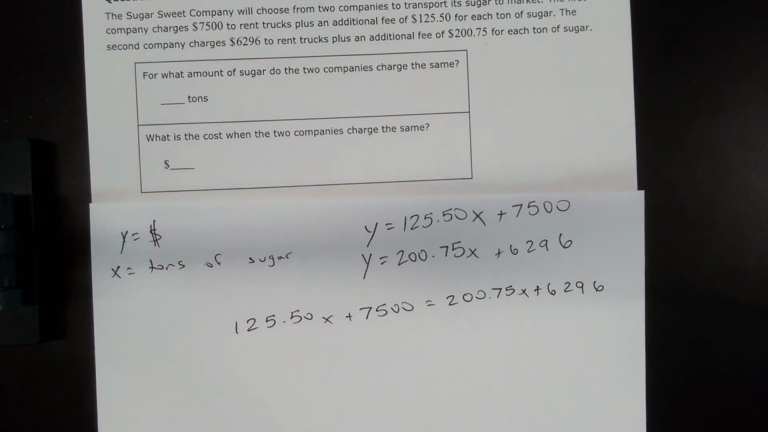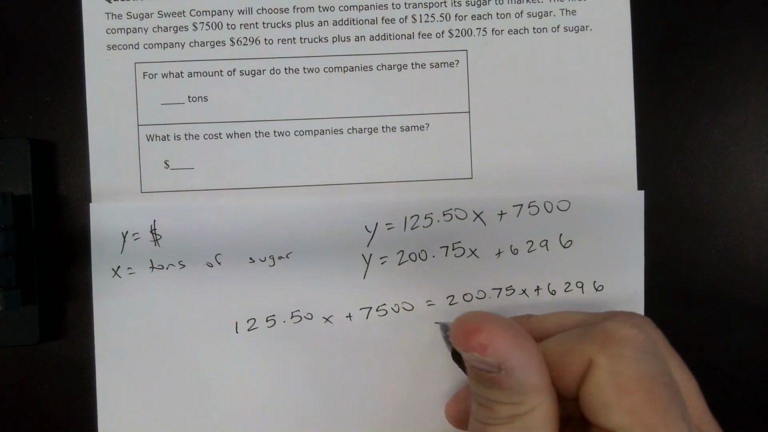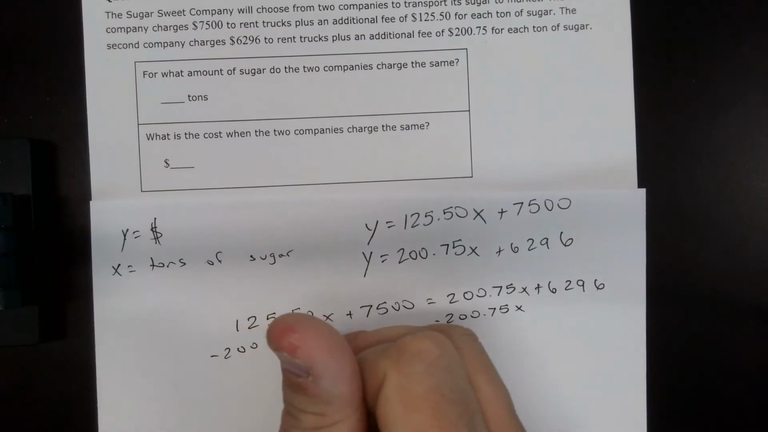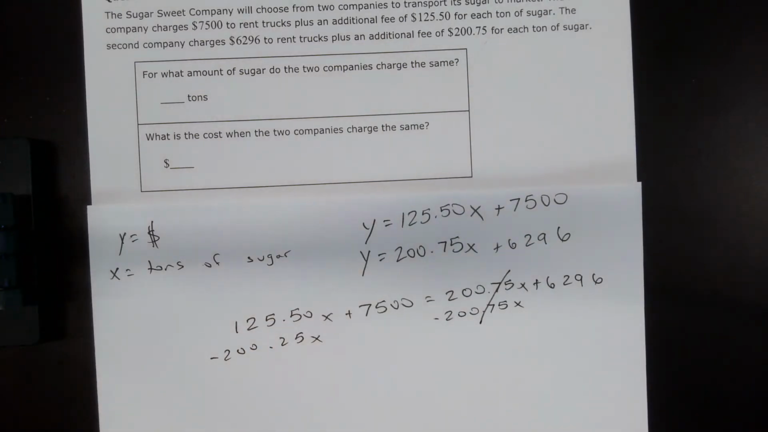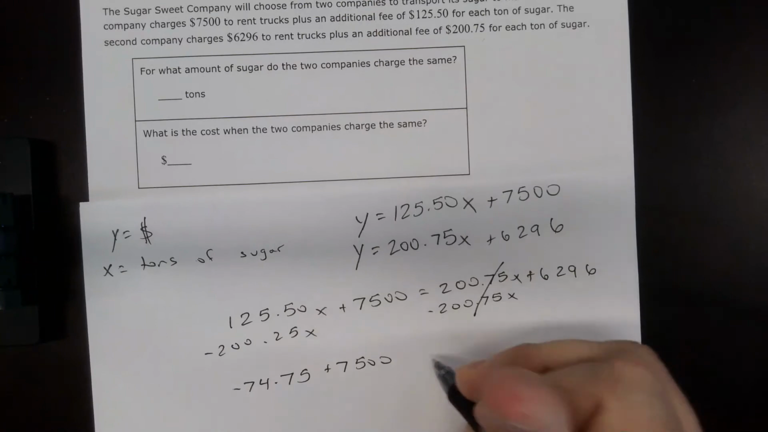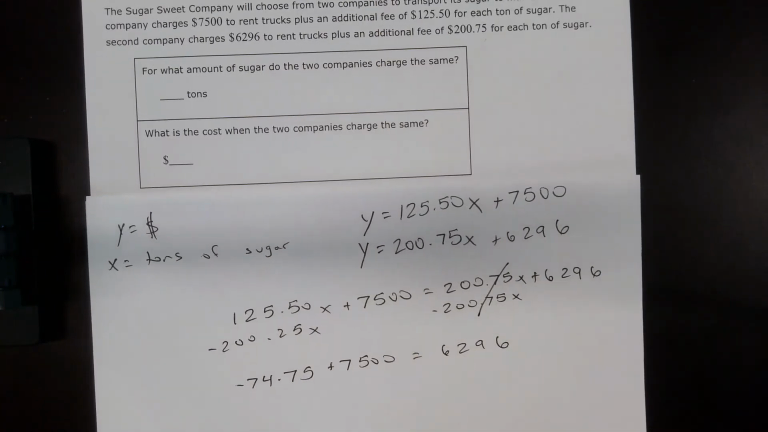Okay, who could tell me how to solve this? Anybody know? Ricky? Add the x's together. Yeah, we've got to move this x over here, so we're going to subtract it from both sides, which is going to cancel there. Someone on your calculator, go 125.5 subtract 200.25. Negative 74.75. So we have negative 74.75x plus 7,500 equals 6,296.